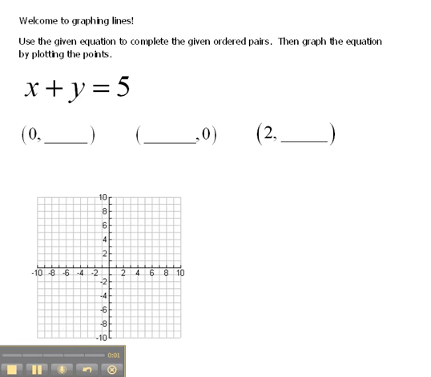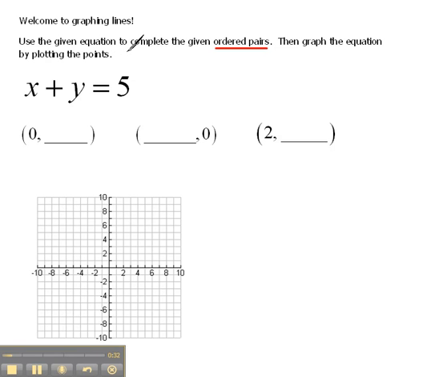Okay, now we're going to be learning a little bit more about graphing. Just to get started, we're going to be given some prompts so that we can learn to graph these a little bit easier. It says use the given equation to complete the given ordered pairs. Remember, your x comma y, those points are technically called an ordered pair. It says then graph the equation by plotting the points.